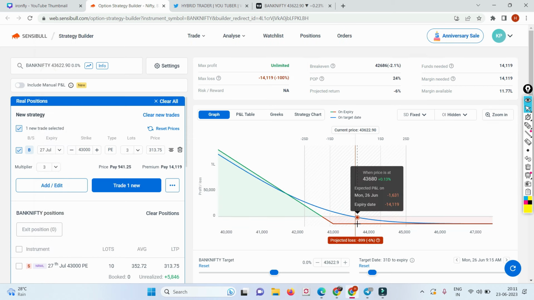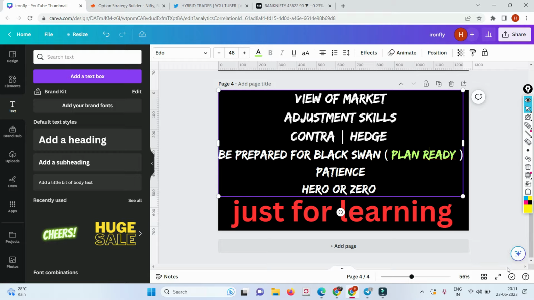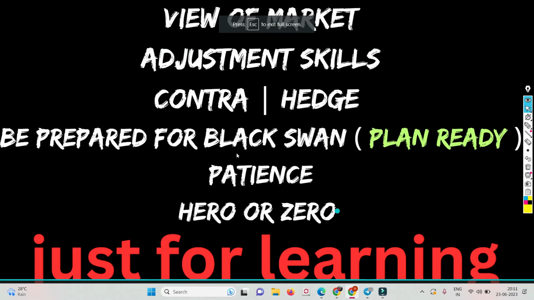Let me make it 3. That's it, right? Your loss is anyway 14,000, but just in case it goes down by 6%, you will be getting almost 74,000. So the loss of your primary trade will be mitigated. Sorry, guys, I'm just trying to cover all these points. So now, if you think this is the ideal trade.